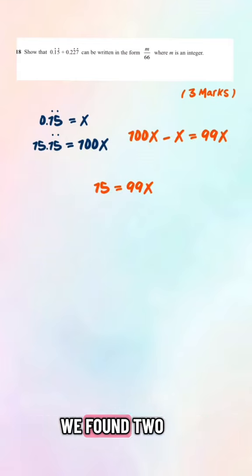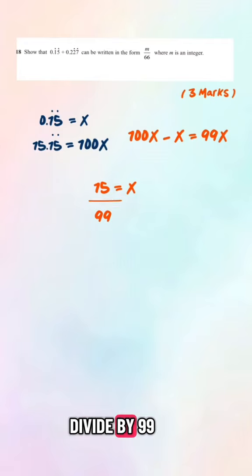So now that we've found two numbers and subtracted them to equal 15, we do the same thing to the other side with the x's. So 100x minus x is 99x, and then we equal it to our 15. Now we need to get x on its own, so we're going to divide by 99 to give us 15 over 99.